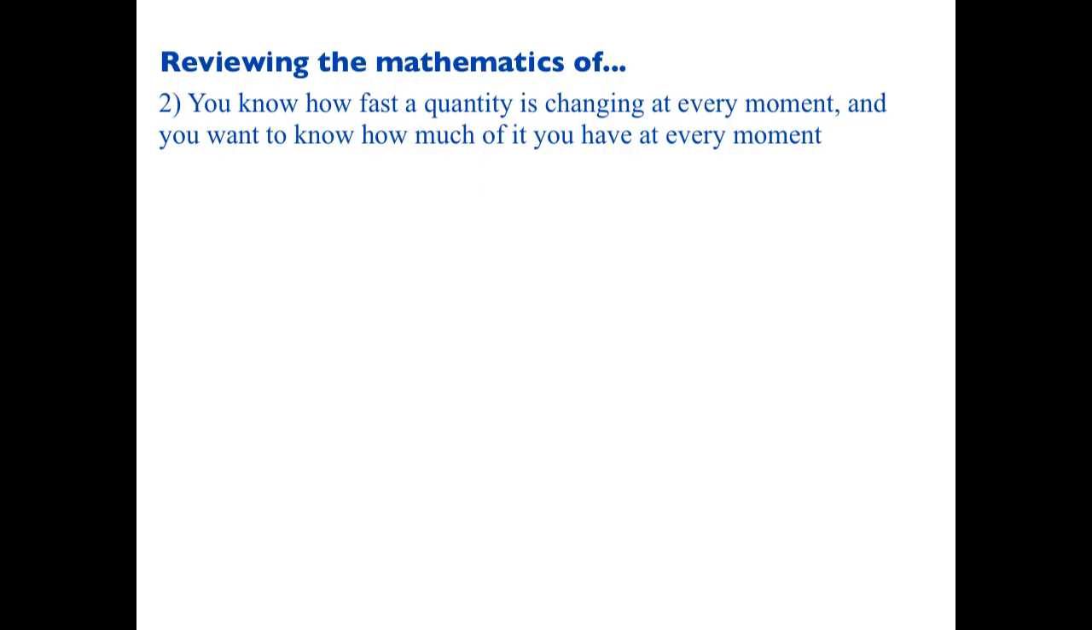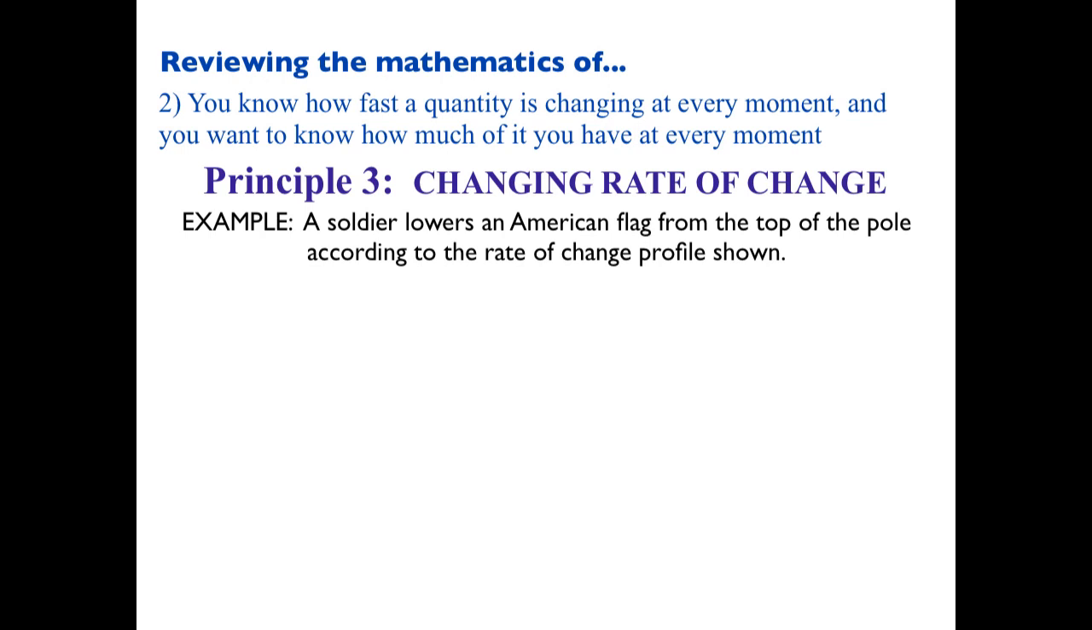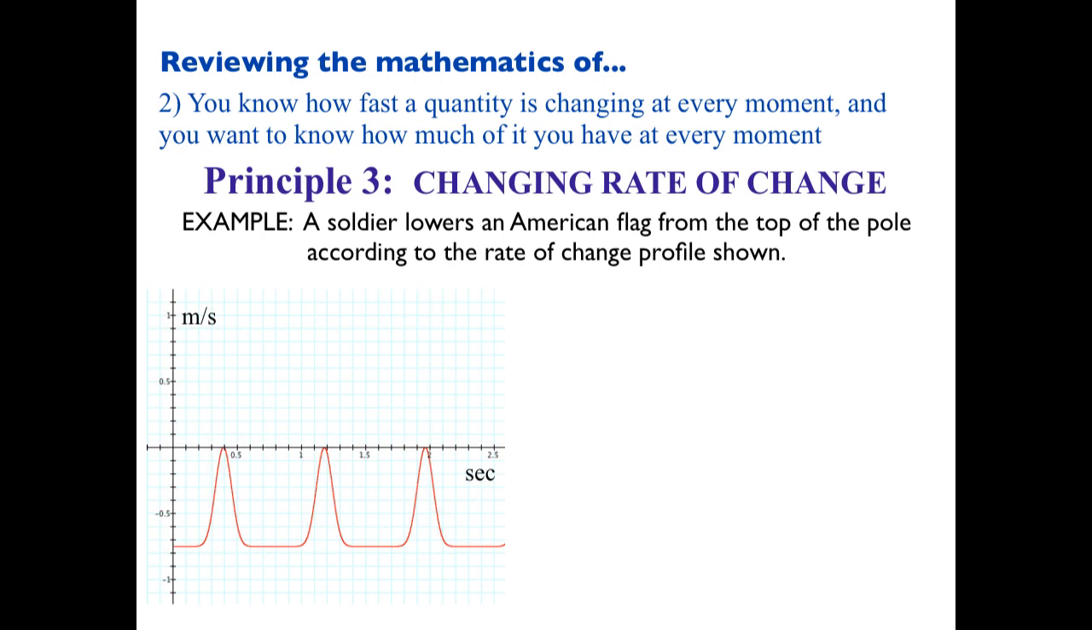So we're on this journey, right? We're on this journey of building a crash course in the calculus behind how fast a quantity is changing at every moment, and how much of it you have at every moment. Principle 1 was rate of change. Principle 2 was a net accumulation function. Principle 3 is changing rate of change. So far, everything we've talked about has been about constant rate of change. But in the real world, many things have changing quantities, a changing rate of change. So now we're going to adjust our rate profile of the soldier lowering the flag to this.